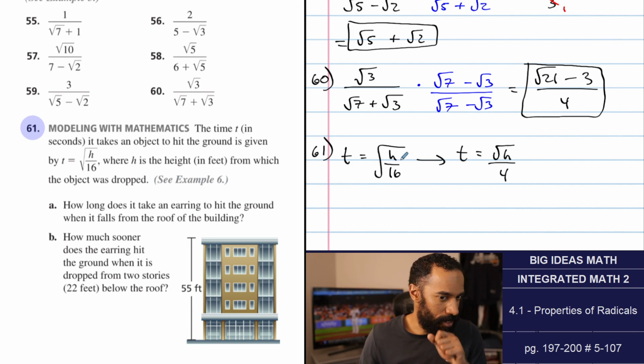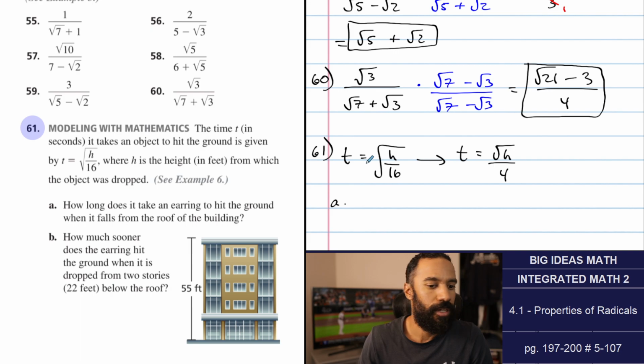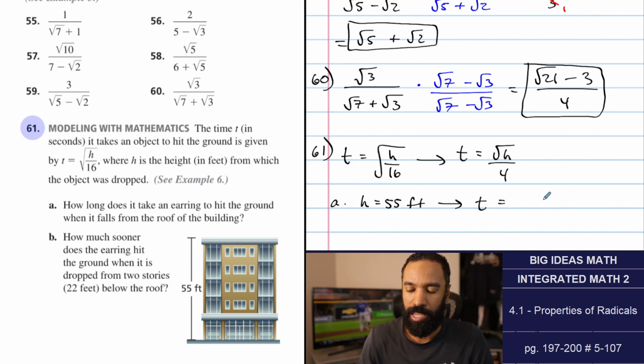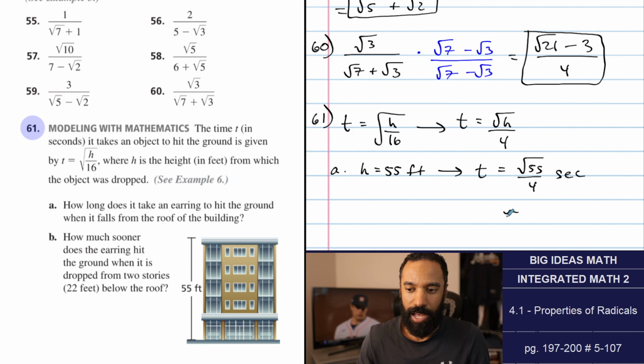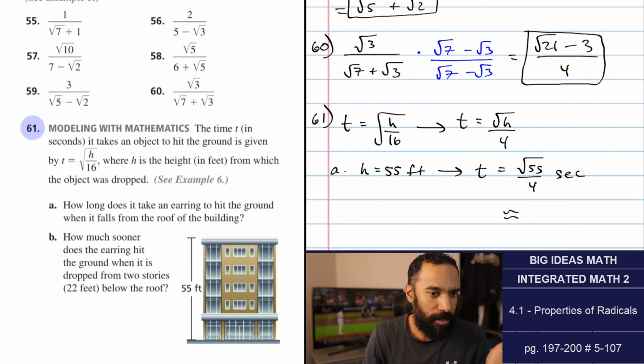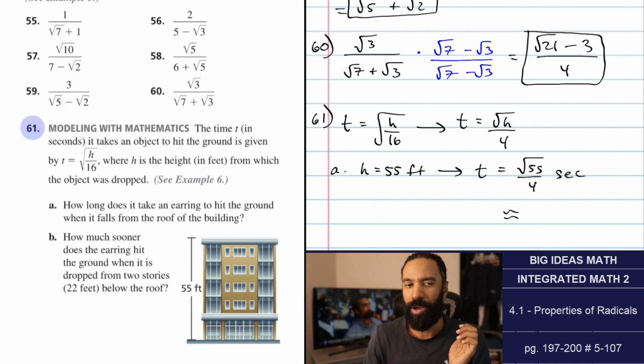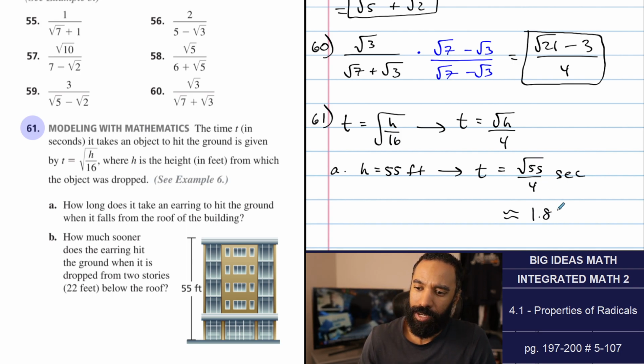What are we going to do with this? How long does it take an earring to hit the ground when it falls from the roof of the building? The building is 55 feet tall. So with h being 55 feet, we substitute that in for h, and we get t is the square root of 55 over 4 seconds. But of course, this is probably one of those things because it's like a word problem. Let's round it. I'm going to pop up my calculator. You don't have to see it, but square root of 55. Just make sure you close the square root on 55, or leave it as it was and divide it by 16 inside the square root. Yeah, it's up to you. Divided by 4, it's about 1.85 seconds.